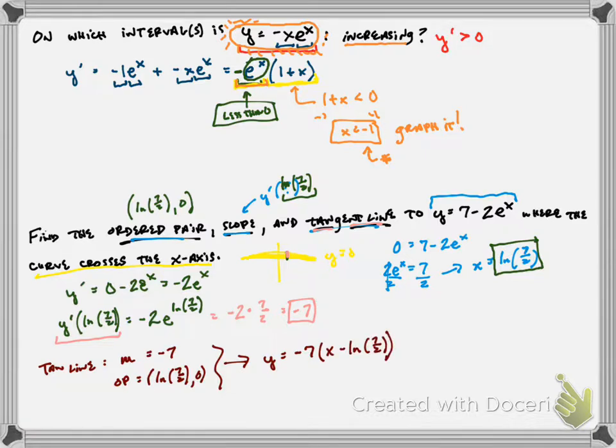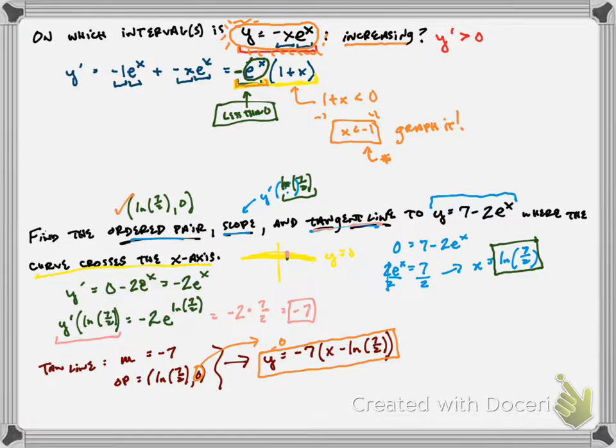Now, I should point out, why did I just say y? Because this is y minus 0. There's my y value of 0. And I've got this in point slope form, which is absolutely fine. So y minus 0 is equal to negative 7 times the quantity x minus the natural log of 7/2, or just y is equal to negative 7 times the quantity x minus the natural log of 7/2.